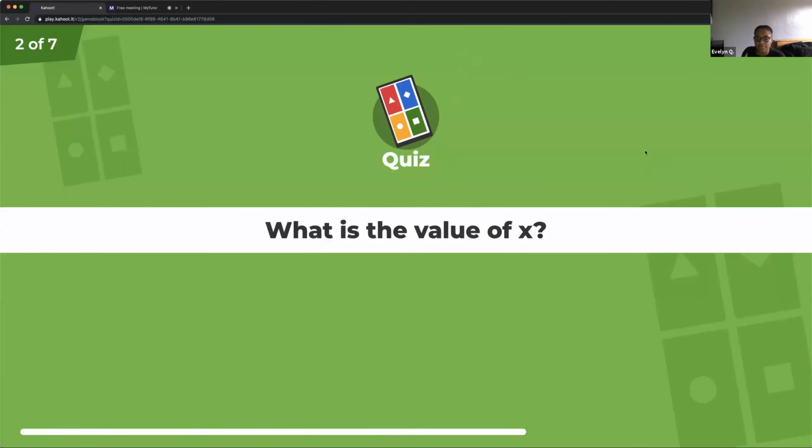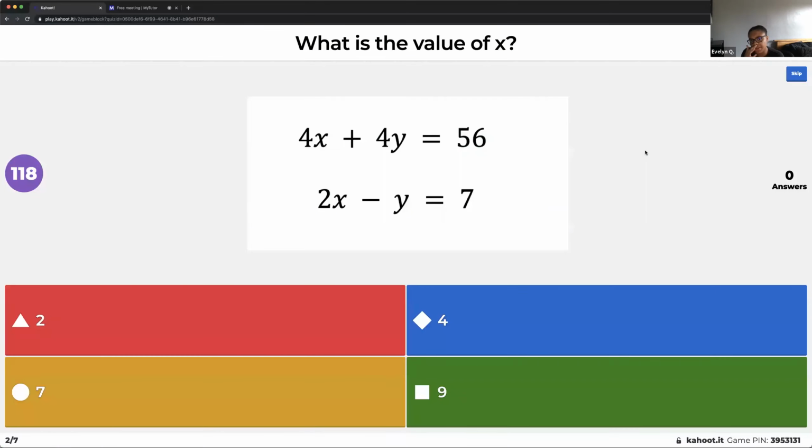Right. What is the value of x? So have a go at trying to solve this simultaneous equation. Everyone has 2 minutes, so you don't need to rush it. But what should the value of x be?